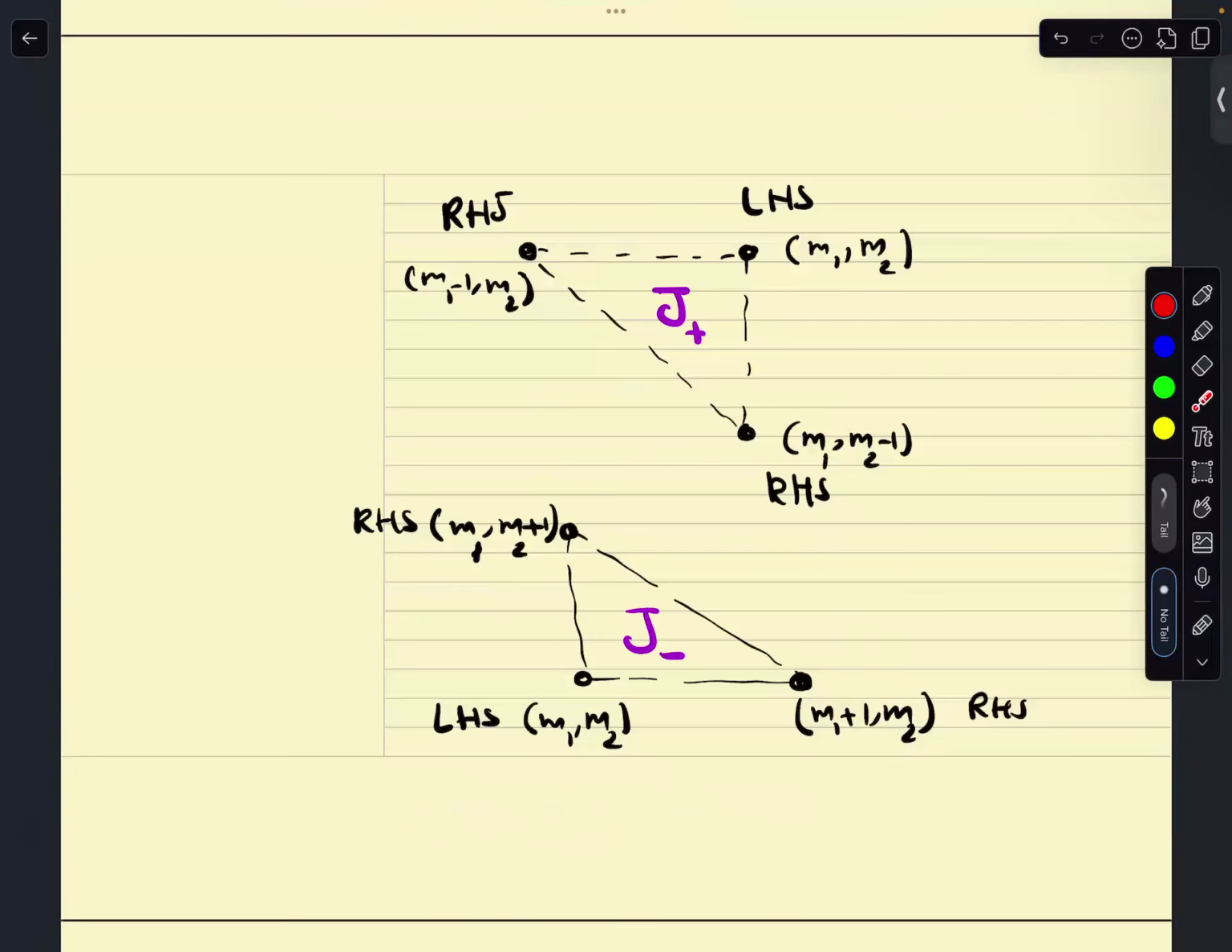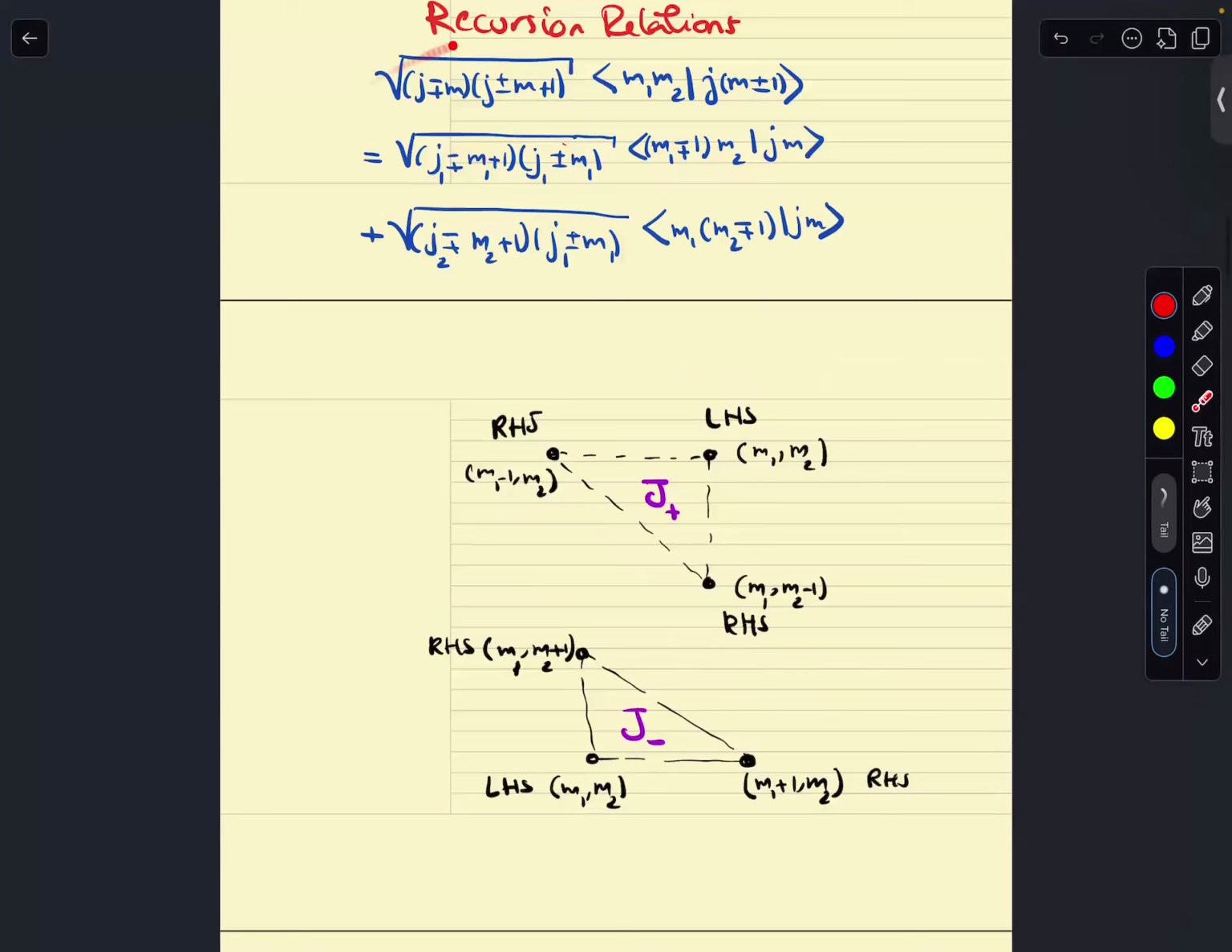So we had this picture, a way of visualizing this relation in the M1, M2 plane. What I'm drawing here is the M1, M2 plane. This is the M1 direction, this is the M2 direction. And when you act with J plus, the left-hand side sits up here, and you relate it to these two Clebsch-Gordan terms. Whereas when you apply J minus, this is the left-hand side, and you relate it to these two terms with the coefficients that we had up here.